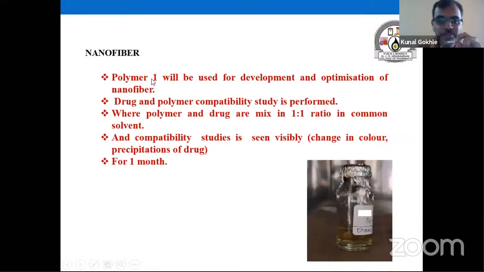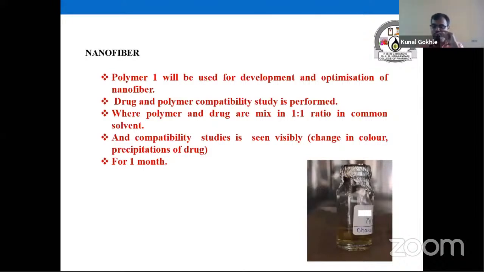Then again, there is another important project that is going on. We have developed a polymer. I will not share the name of the polymer because the project is currently going on in our laboratory. And with the same curcumin analog, which we have developed in our laboratory, we are now in the process of developing a nanofiber system for that particular polymer that we have developed and the curcumin analog that we have developed in our laboratory. So we have performed a drug-polymer compatibility study, and our product was found to be compatible with the polymer that we have developed in our laboratory.